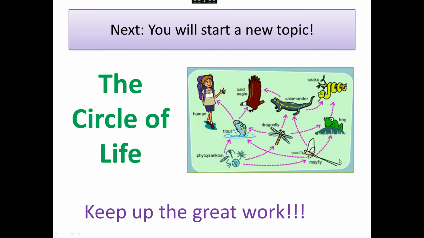Now, that's the end of the Earth topic, and I want to say another massive well done to you for keeping your work going, for keeping your learning going at home. We are going to start a new topic. Okay, it's called the circle of life. It is a biology topic, and we're going to be learning all sorts of things about adaptations and how animals are similar and different to each other.